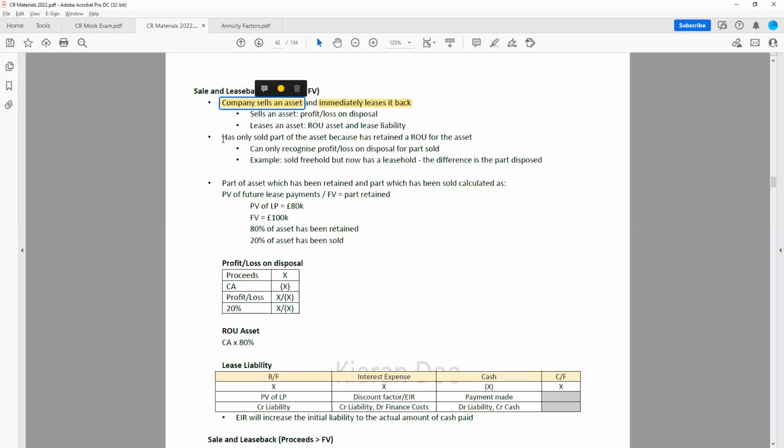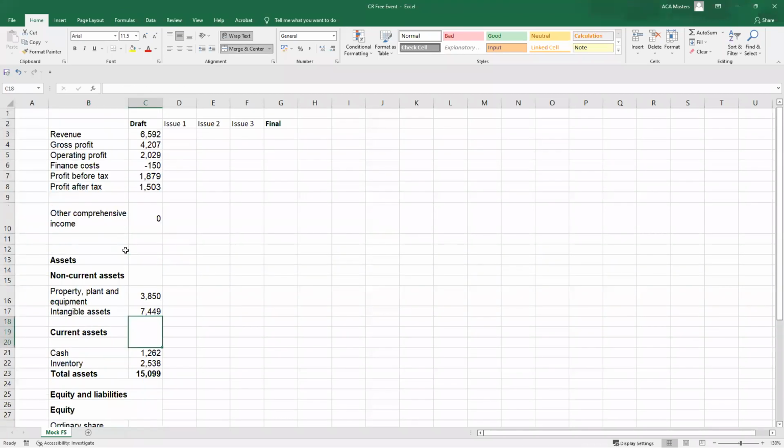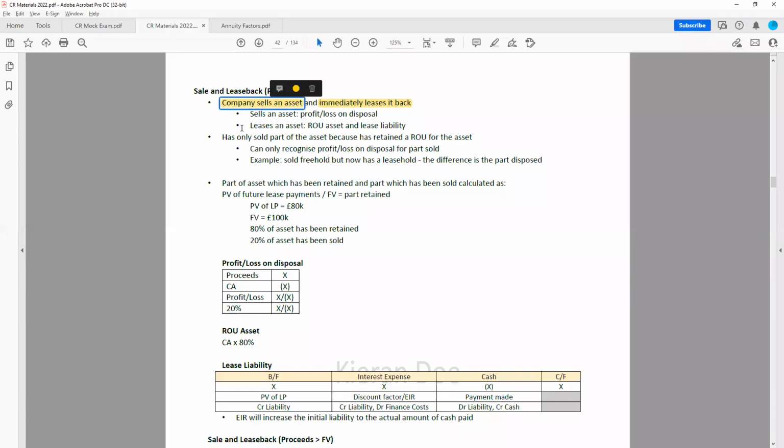So if you know how to deal with a company selling an asset, whatever that asset is, whether it's PPE or intangibles or a financial instrument, we'd have a profit or loss on disposal. So the difference between the proceeds and the carrying amount. Of course, if they sell it for more than the carrying amount, it's a profit. If they sell it for less, it's a loss, and that profit or loss is recorded in the P&L. So they have sold an asset, so we'd have to think about the profit or loss on disposal. And then, of course, they've leased it back.